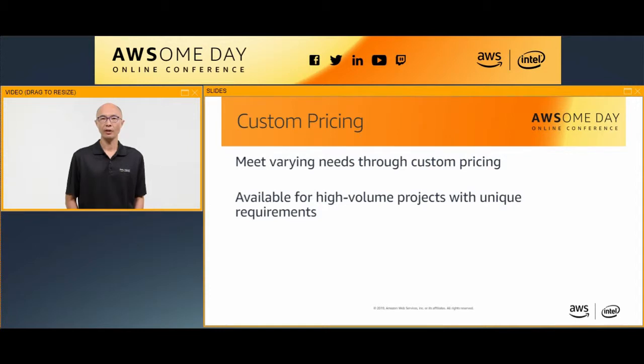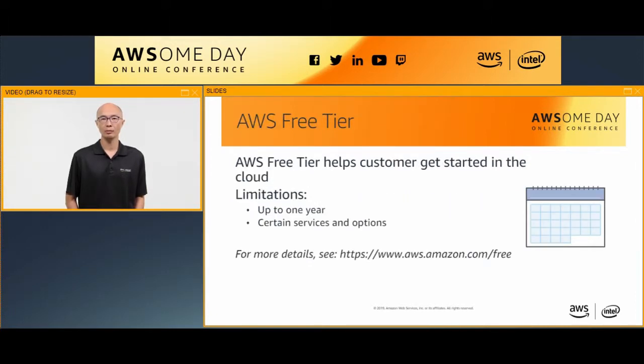AWS realizes that every customer has different needs. If none of AWS's pricing models work for your project, custom pricing is available for high-volume projects with unique requirements. To help new AWS customers get started in the cloud, AWS offers a free usage tier. If you are a new AWS customer, you can run an Amazon EC2 T2 micro instance for a year while also leveraging a free usage tier for Amazon S3, Amazon Elastic Block Store, Elastic Load Balancing, AWS Data Transfer, and other AWS services.